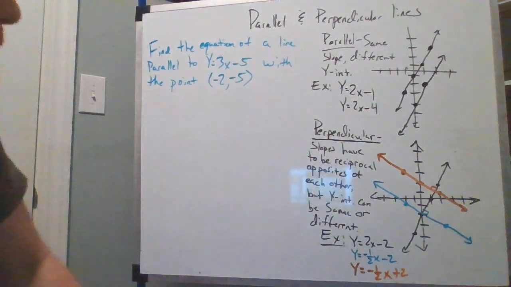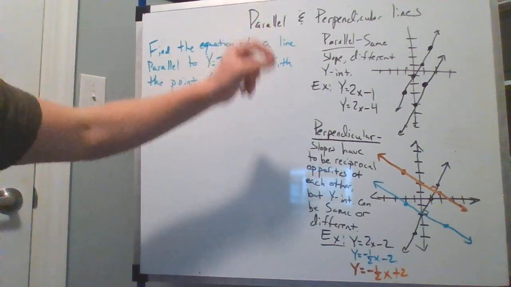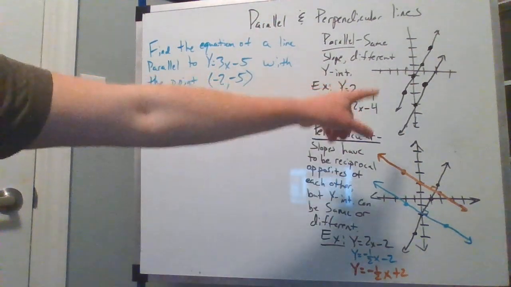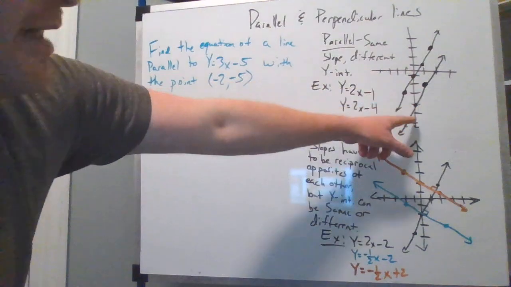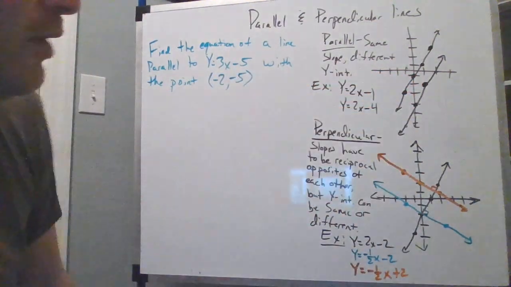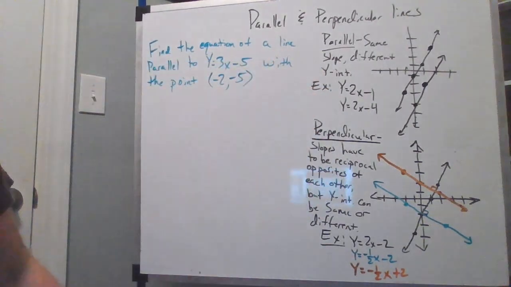So first off, parallel lines have the exact same slope, but have to have different y-intercepts. So I've got that drawn right there for you. You can copy that down. You can see those lines both cross the y-axis at different spots, but they both have a rise of 2 and a run of 1. Therefore, by definition, these are parallel. They will never cross. Perpendicular, however, is a little different.